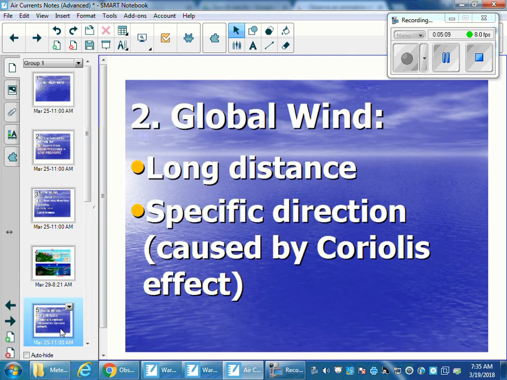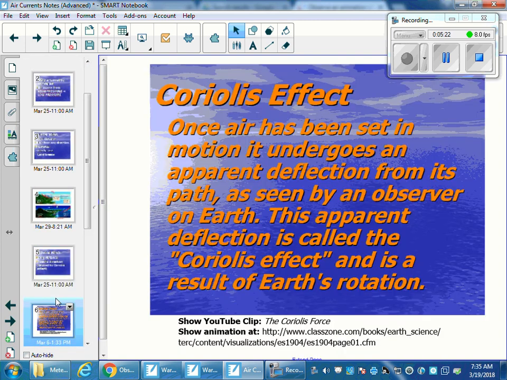The other type of winds that we are going to talk about are global winds. These are ones that travel over a long distance and move in a specific direction. And this is caused by what is called the Coriolis effect. Now, the Coriolis effect is this idea that once air has been set in motion, it undergoes an apparent deflection from its path as seen by an observer on Earth. This apparent deflection is called the Coriolis effect and is a result of Earth's rotation.